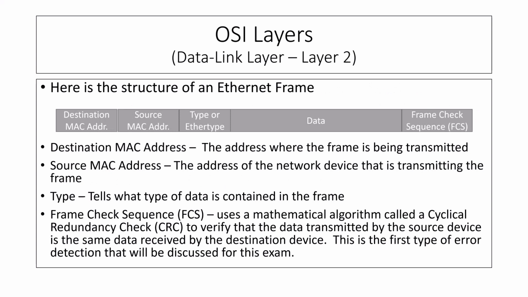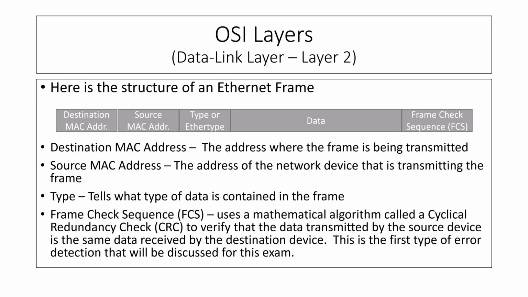The frame check sequence is the part we use for error checking, error control. It's a mathematical algorithm called a cyclical redundancy check. And the way this works is the sending device takes our information, calculates this cyclic redundancy check, puts it in that 4-byte field, and transmits it to the receiving computer or receiving network device.